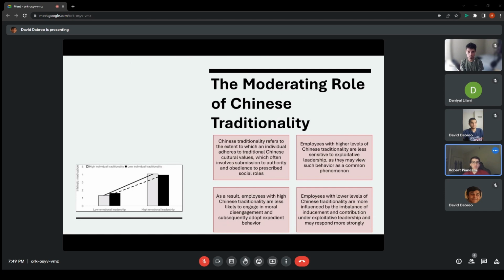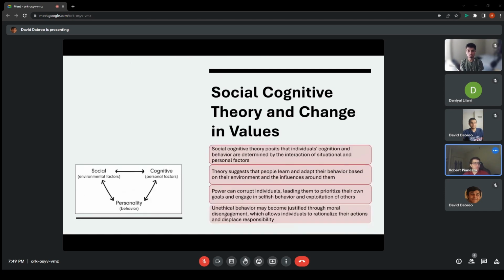Social cognitive theory and change in values. Social cognitive theory posits that individuals' cognition and behavior are determined by the interaction of situational and personal factors. This theory suggests that people learn and adapt their behavior based on their environment and the influences around them. When individuals acquire control or leadership positions, several factors can contribute to changes in their values. For example, new leaders may adopt values that align with the prevailing organizational culture, even if those values are exploitative or unethical.